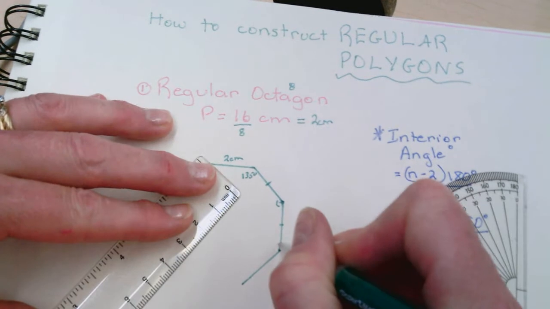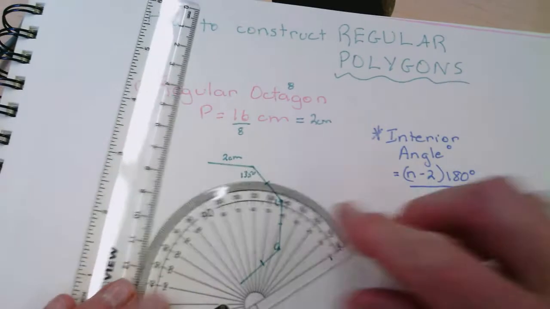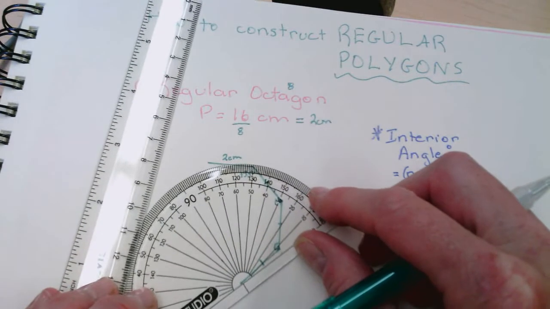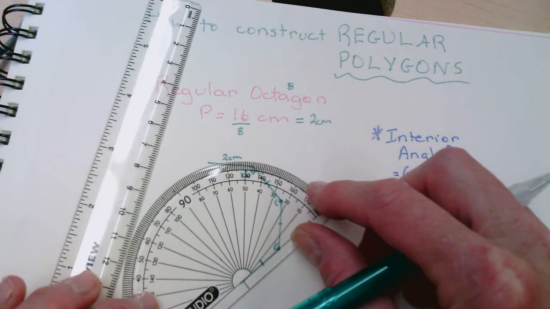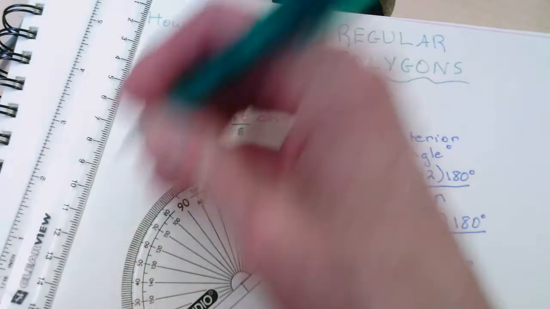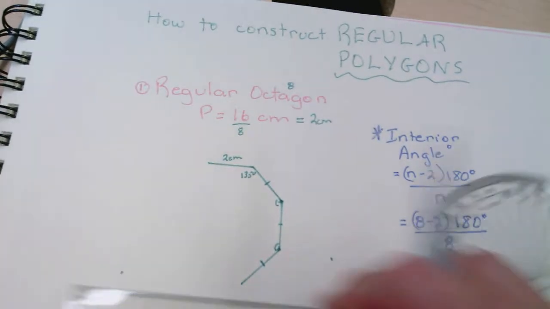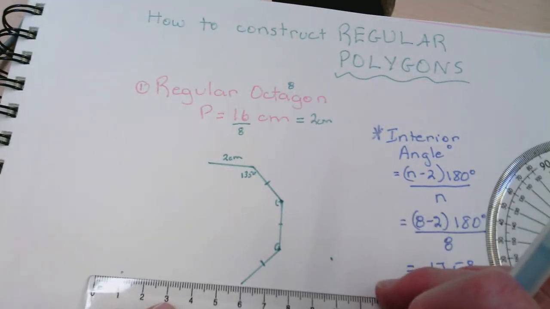There's another side, congruent angle, congruent side. And you can see that I'm just repeating those 2 steps. And we do that no matter how few or how many sides we need to have. We want to make sure we are carefully measuring.